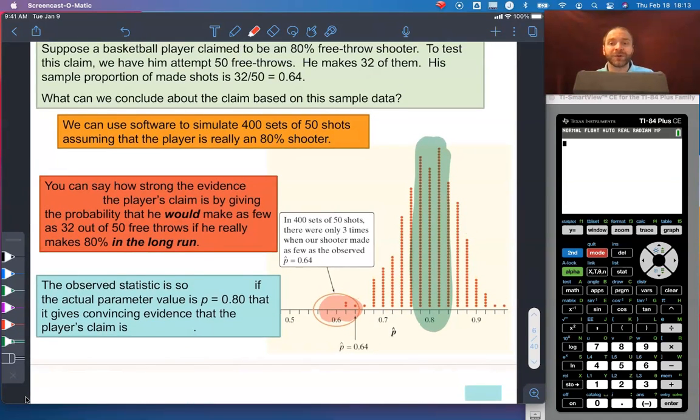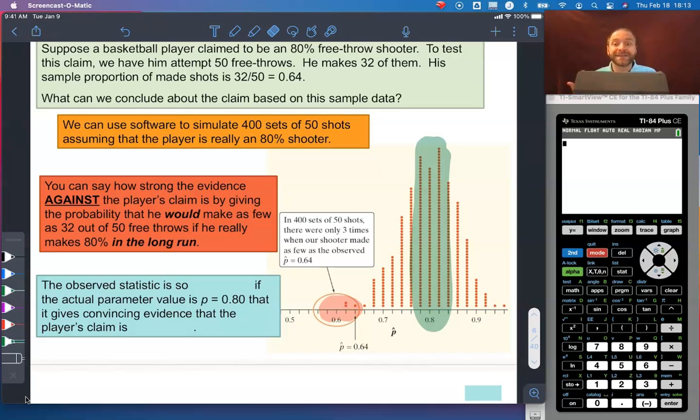And the reason why that's important is because you can say how strong the evidence against the player's claim is by giving the probability that he would make as few as 32 out of 50 free throws if he really is 80% accurate in the long run. So, in other words, you can say how strong the evidence against the player's claim is by giving the probability that you would observe what you saw if his claim really was true.